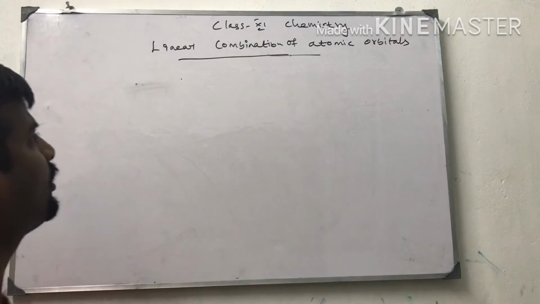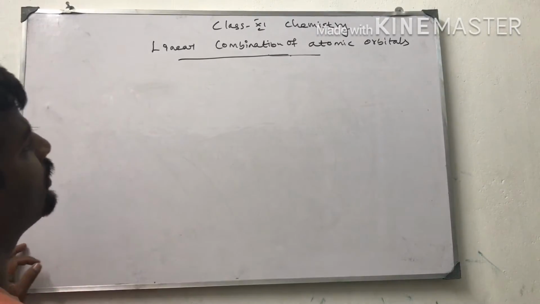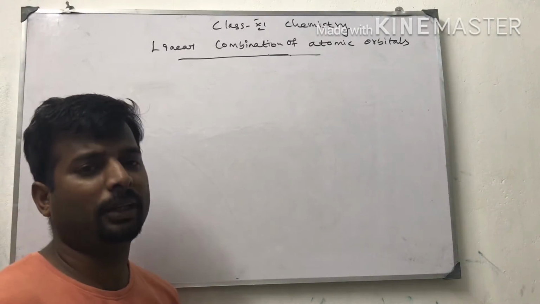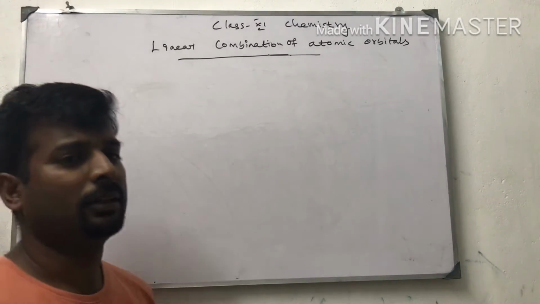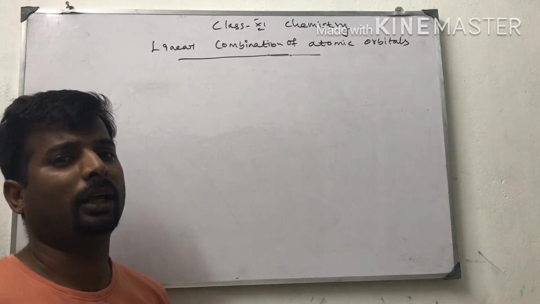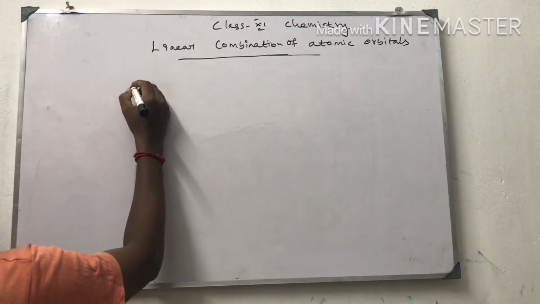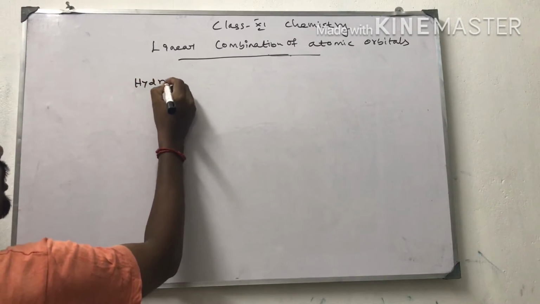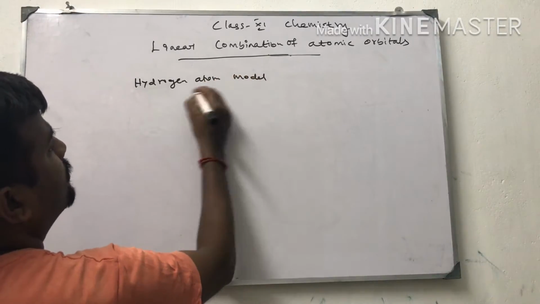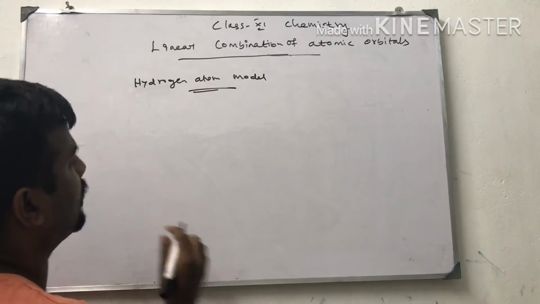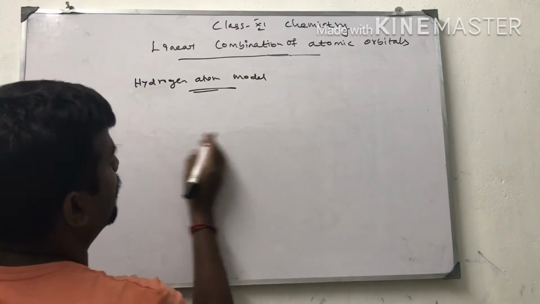Linear combination of atomic orbitals. I have explained the atomic orbitals and the wave function. Now I am going to explain the equations with the help of the hydrogen atom model. With the help of this hydrogen atom model, I am going to explain the linear combination of atomic orbitals.